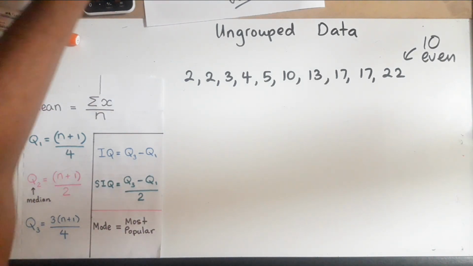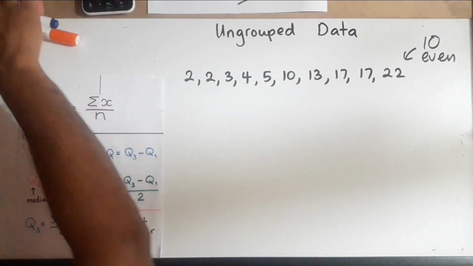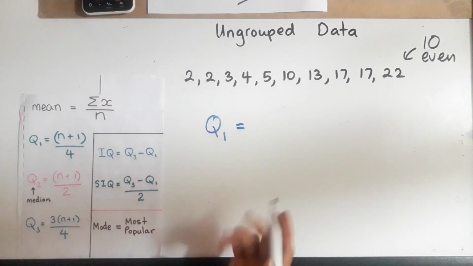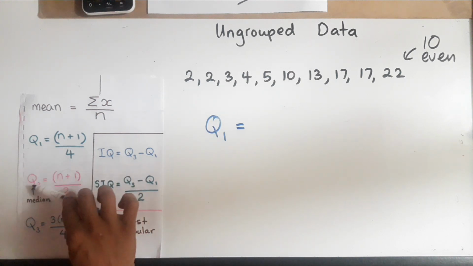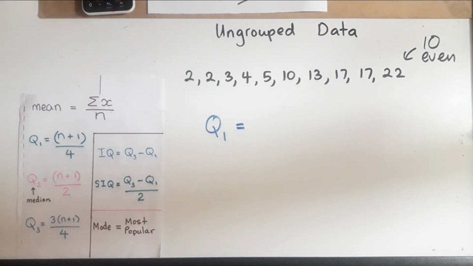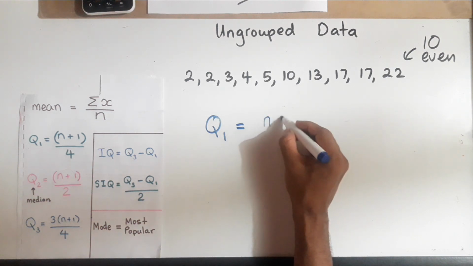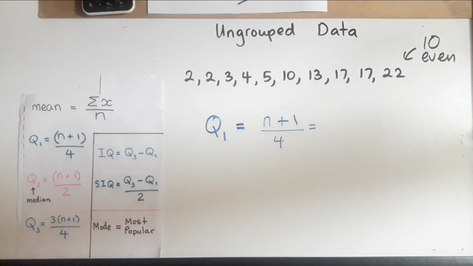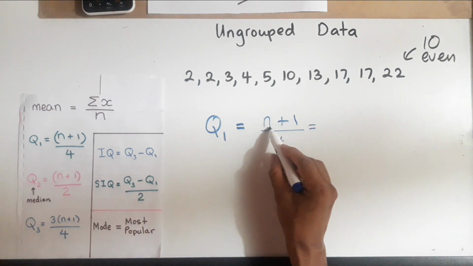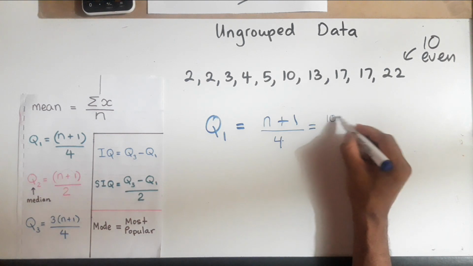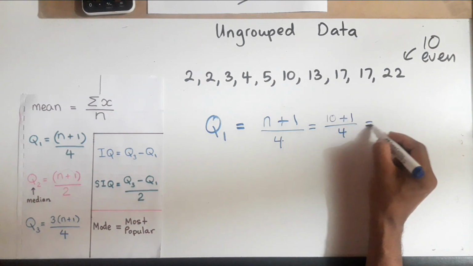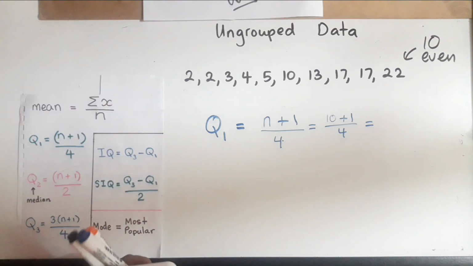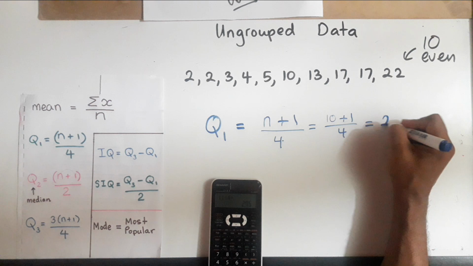The ones that are probably new to you. Or you didn't get enough practice in. So for Q1, I'm not going to write out what Q1 and Q2 and Q3 means. Q1 is first quartile, Q2 is second quartile, or median, and Q3 is third quartile. All we have to do is take n plus 1 and divide it by 4. Now here's the thing. This time n is 10. So 10 plus 1, and we have to divide it by 4. So 10 plus 1 is 11. 11 divided by 4 is 2.75.